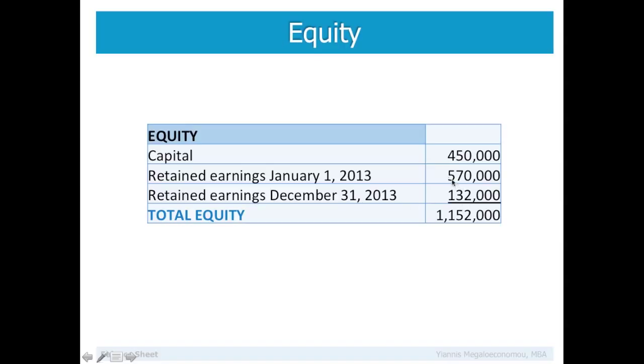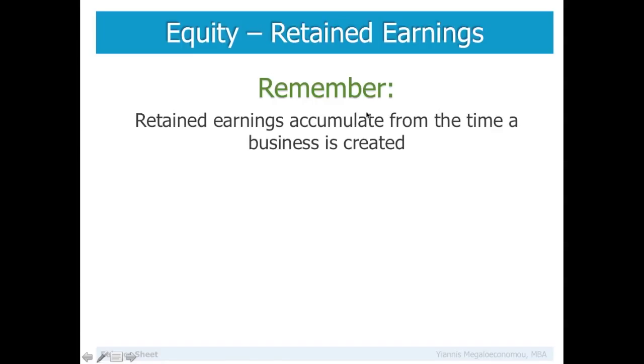Again, if you want, you can combine both of them together. It's not going to change the story. So we have here capital, investors' accumulated money. And here we have money that has been retained in the business from its profits, from the beginning of its operation up to this point in time. This gives us the total amount of equity. Also, another thing you have to remember is that retained earnings accumulate from the time the business is created.